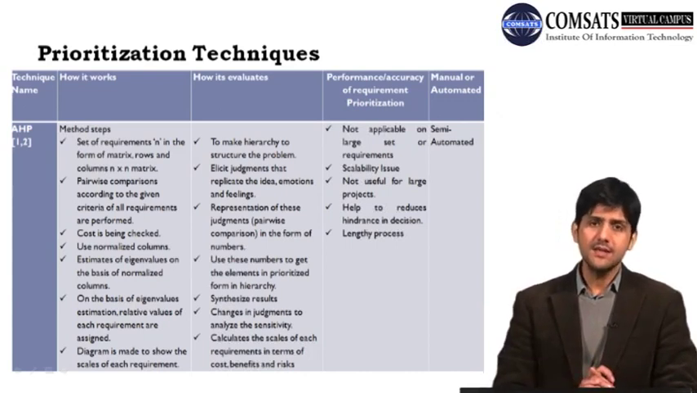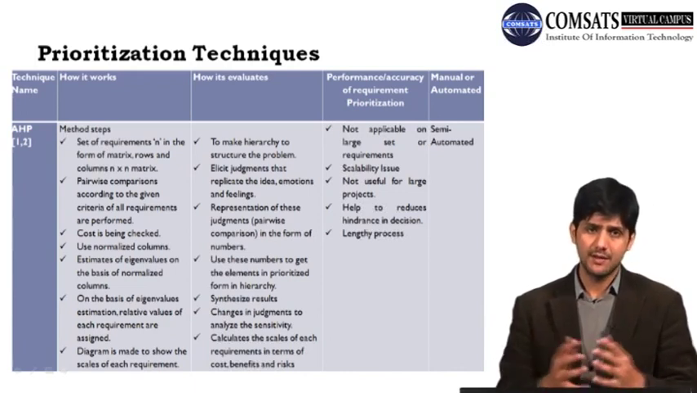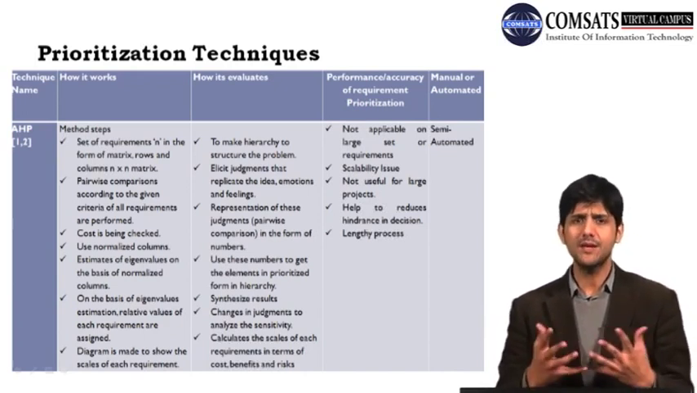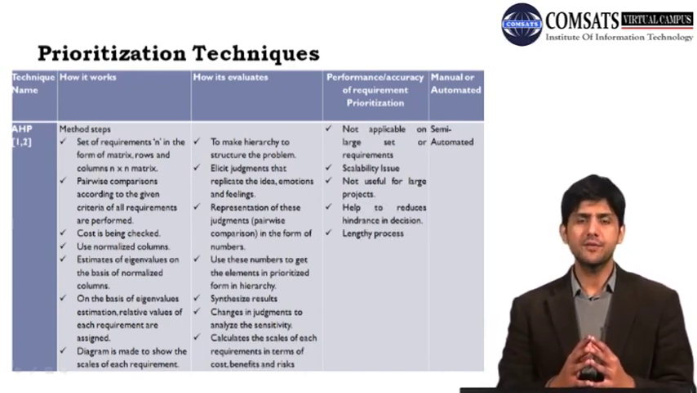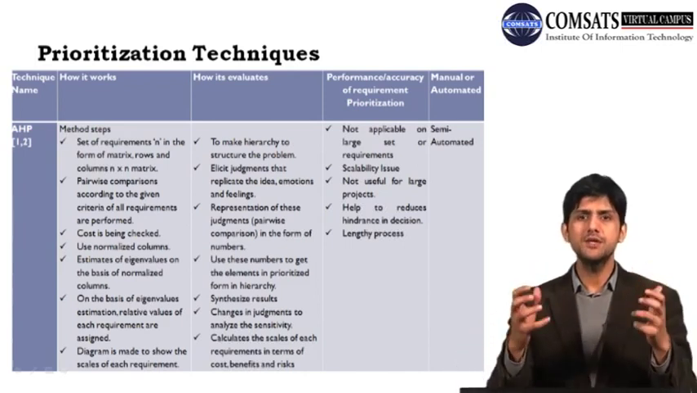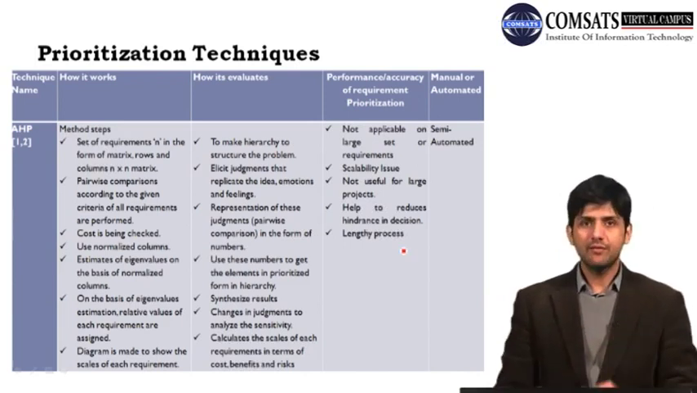So the first technique uses the analytic hierarchy process, AHP, and this is one of the most used techniques in the literature. Mainly what it does is, if you have, let's say, n requirements, then you try to compare each requirement with the other requirements. So for example, let's say we have 3 requirements.